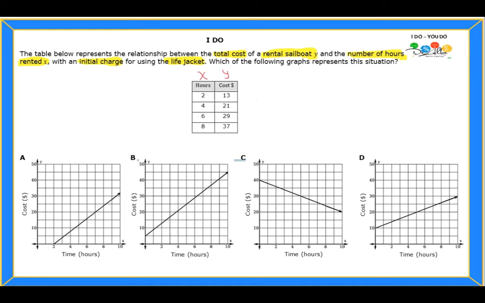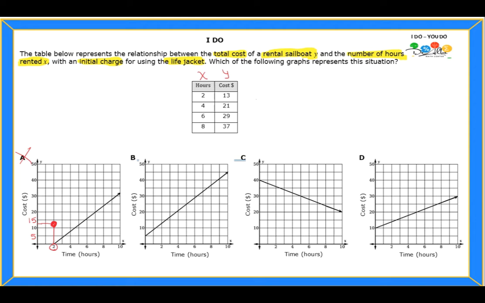So for example, let's go to letter A. 2 on X is right here, and I'm looking for 13 on Y. Now, this is 10, so this will be a 5. 10, this will be a 15. So I'm counting by 5s. So 13 will be somewhere over here. So if I go across and across, what do you notice? Is that point even on the line? No, it's not, right? So I know A cannot be my answer.